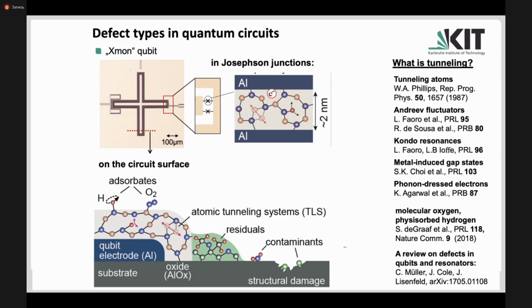And again, what exactly is tunneling is not very well known. You see on the right a lot of different propositions for what is tunneling there. There are some experimental works showing that, for example, molecular oxygen or hydrogen states can be responsible for some of those defects, but not for all of them. So this is really an intense field of research.